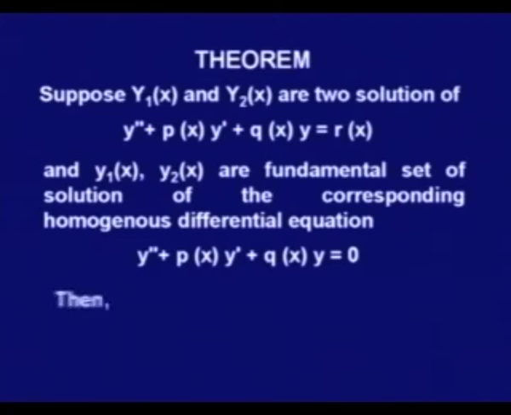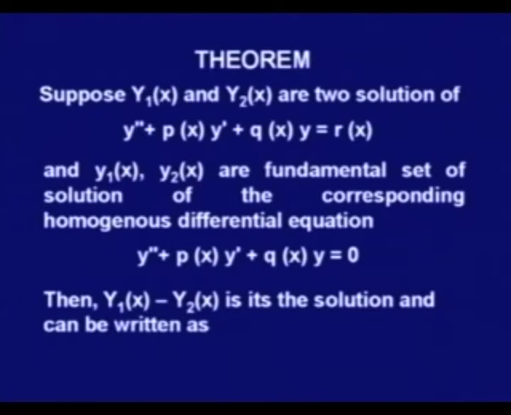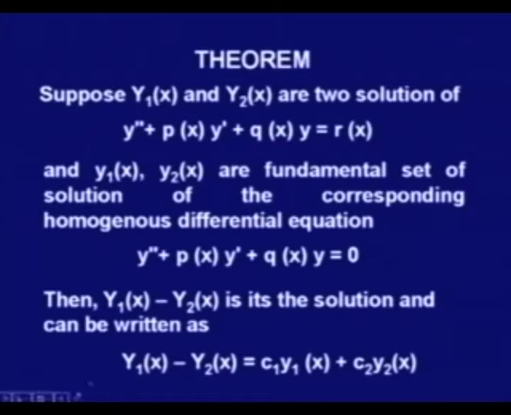Then capital Y1 minus Y2 is also a solution of this homogeneous equation, and since it is a solution of this homogeneous equation, it can be written as a linear combination of the fundamental set of solution, that is y1 x and y2 x, that is I could write capital Y1 minus capital Y2 as C1 times y1 plus C2 times y2. Again, this is a simple result which we can show here by the knowledge whatever we are knowing. So, let us prove it.